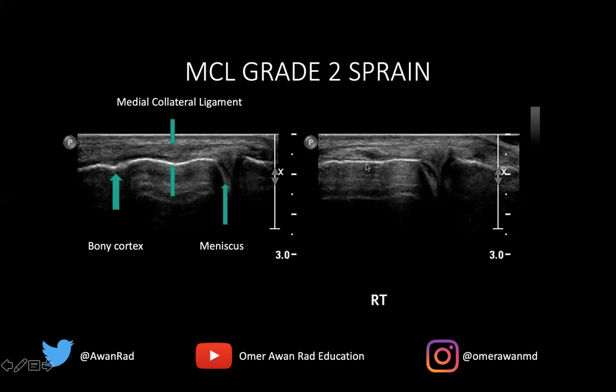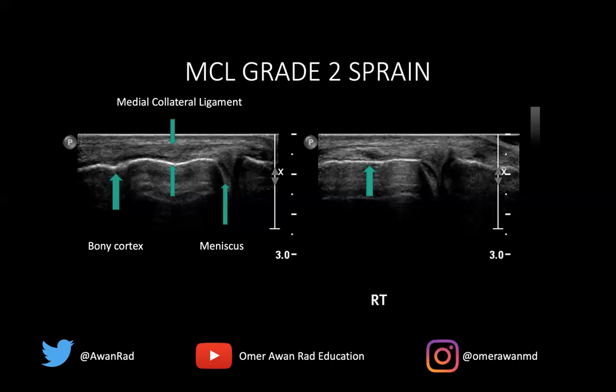But if we take a look here, we can see this MCL, or medial collateral ligament, but there's this oblique or angular hypoechoic or anechoic defect. It doesn't involve the entire thickness of the medial collateral ligament, but involves much of it. So it's a partial tear, and this suggests a grade 2 sprain of the medial collateral ligament. A grade 2 sprain is a partial tear of the medial collateral ligament.